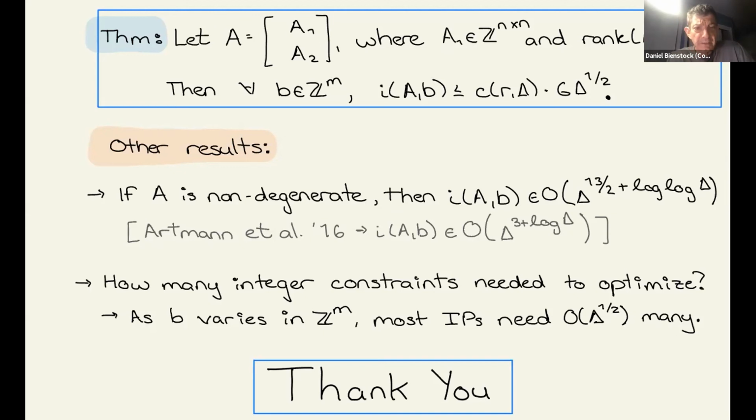So I see a question in the chat. That's interesting. I don't know how this goes into finding facets for the integer hull. It would be something that's interesting to explore. I know that these facets can be quite complicated. As a short answer, I'm not sure if this immediately implies anything on how to compute facets for the integer hull.